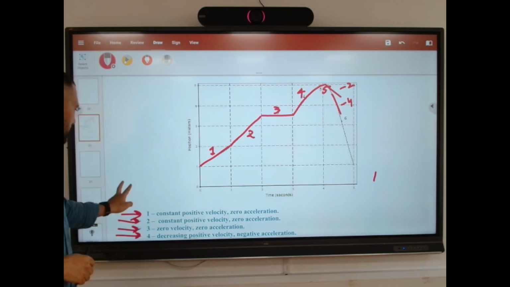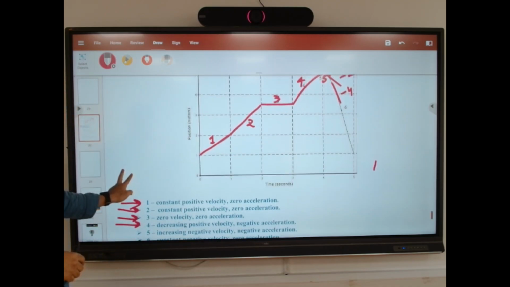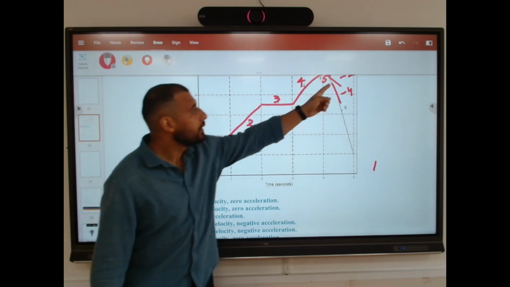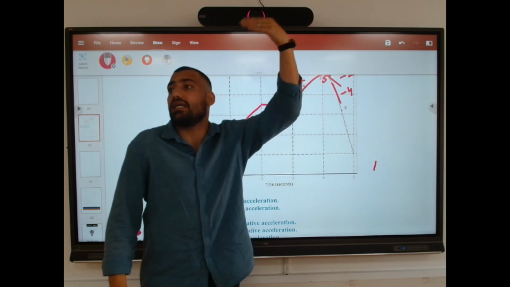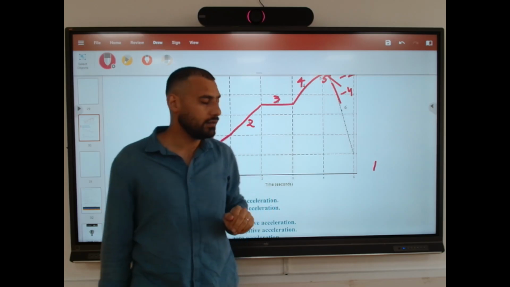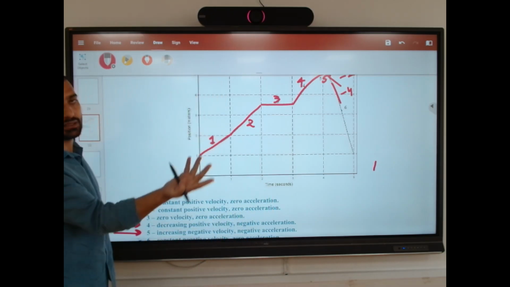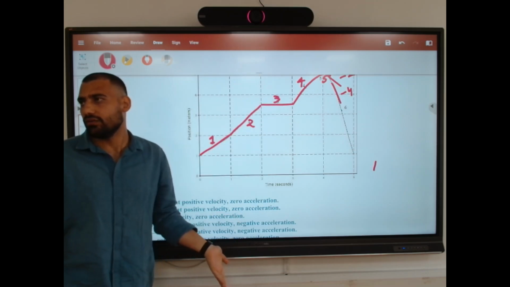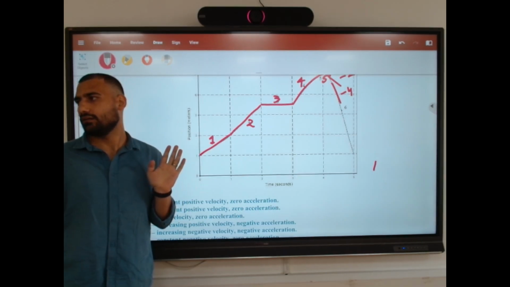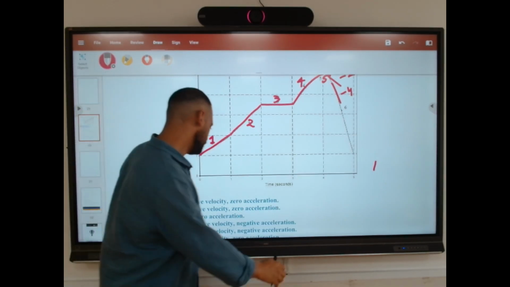So therefore, we have an increasing negative velocity, because from negative 2 to negative 4 it is increasing in the negative direction. Is that clear? Okay, and because the velocity is becoming more negative, the acceleration will also be negative. Is that clear? Is that fine? Okay.